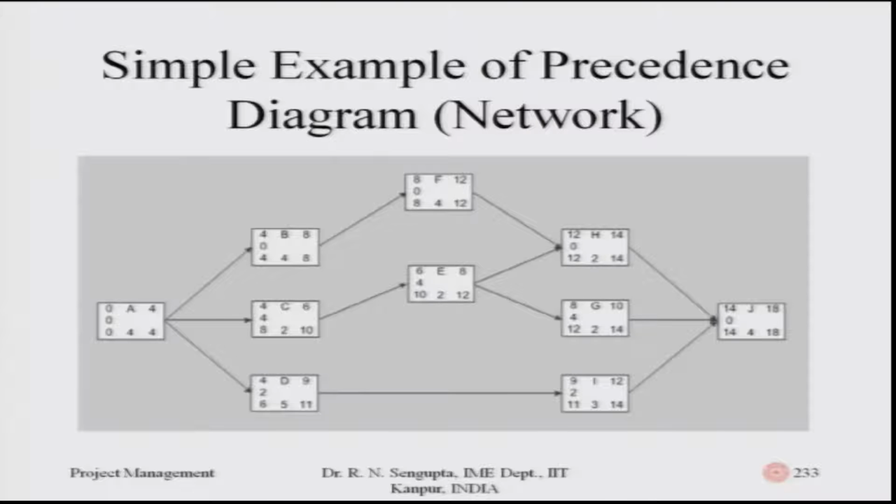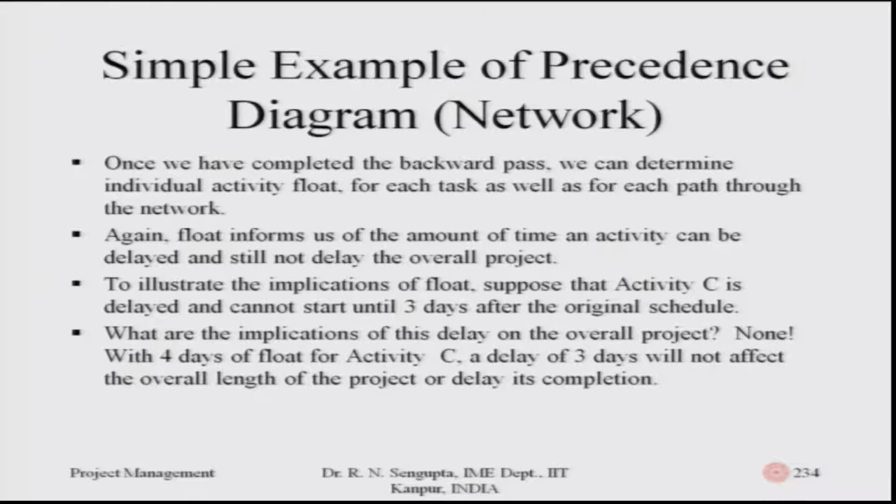So, all the values, how they are calculated, I am going to come to that very soon. Once you have completed the backward pass, that means either going in the concept where you go from the left to the right or you come from the right to the left, we can determine. What is the backward pass and what is the concept of the forward pass, I will come to that. Using that we can determine individual activities, their floats for each task as well as for each path through the network, what is the overall time duration taken and whether that time duration is critical or not.